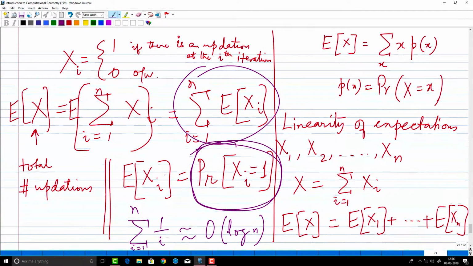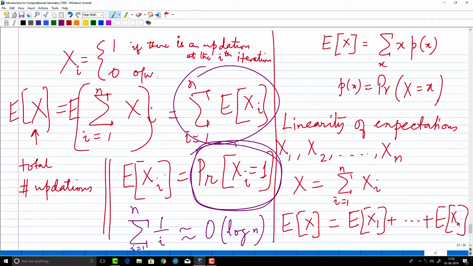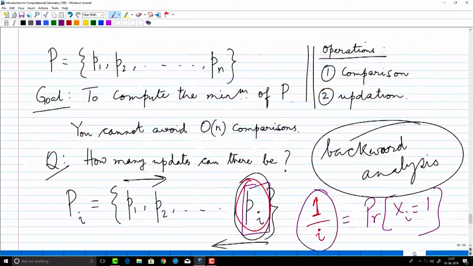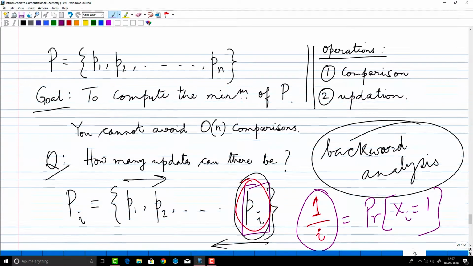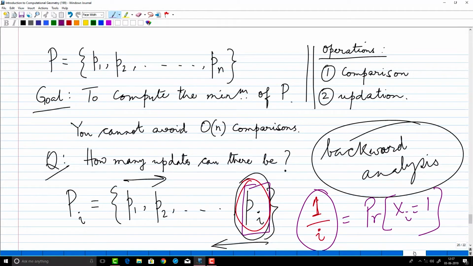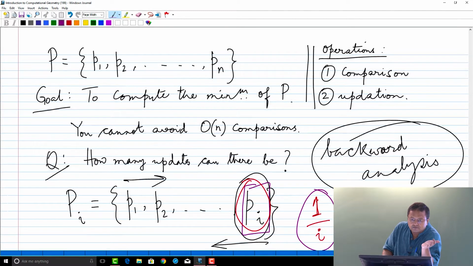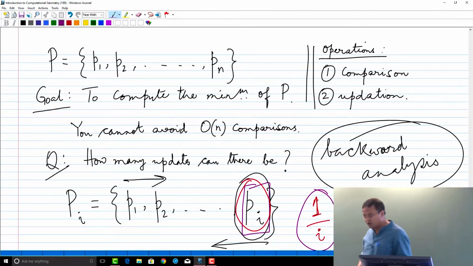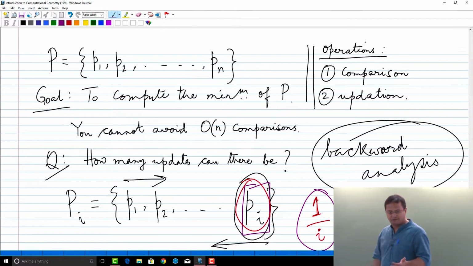What is x i? It is 1 if there is an updation at the ith instance, and you have seen that there will be an updation at the ith instance if and only if the ith number is the minimum among all these i numbers. If it is some other number apart from the minimum, then there will be no updations. Suppose it is sorted, now it is minimum easily. If it is in decreasing order, then Pi will be the minimum. No, I am arguing on a random input now.